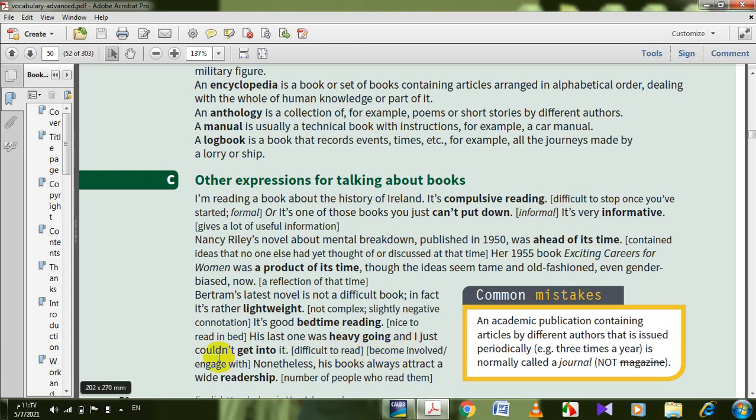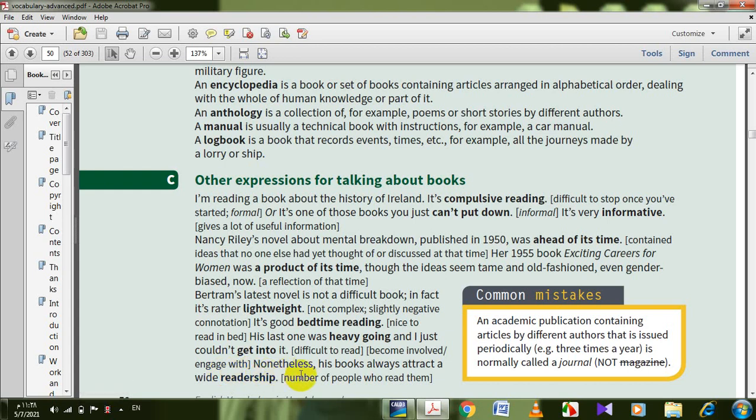And I just couldn't get into it. It means difficult to read. Couldn't get into it means cannot become involved. It means to become involved or engage with. So if something is difficult to get into, it means you cannot get involved easily.